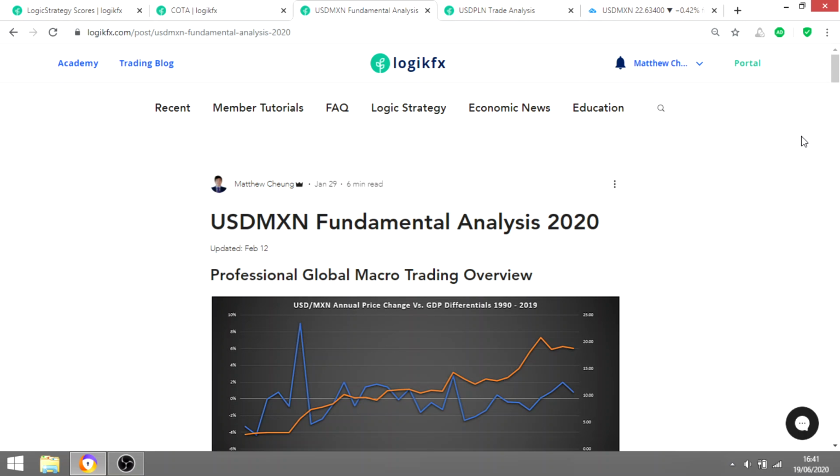Just going to go over some more fundamental analysis, and more specifically one of the trade ideas I actually posted with the analysis in the end of January this year, so about the start of February, which is a few months ago now. But most of our positions do tend to materialize over 1 to 3 months, and that's why I'm updating you all now on this fresh trade idea. So USDMXN fundamental analysis 2020 was the idea.